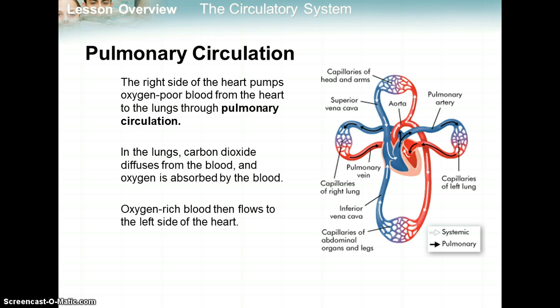The right side of the heart pumps oxygen poor blood. Here, your veins are bringing back oxygen poor blood from your body to the right side of your heart. From the right side of the heart, the pulmonary artery brings this oxygen poor blood to your lungs, because this is where the blood gets oxygenated again. In the lungs, carbon dioxide in this oxygen poor blood diffuses from the blood into your lungs, and then you breathe that out. The blood picks up oxygen from the lungs, and then delivers it to the left-hand side of the heart right here.